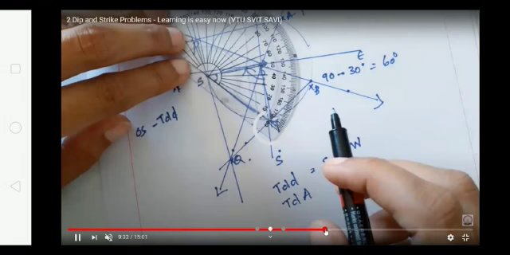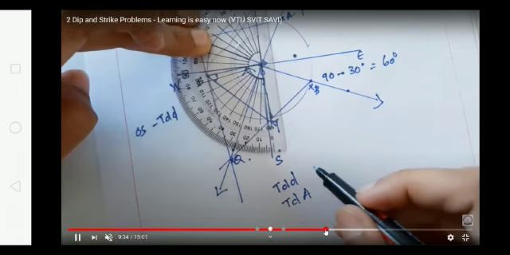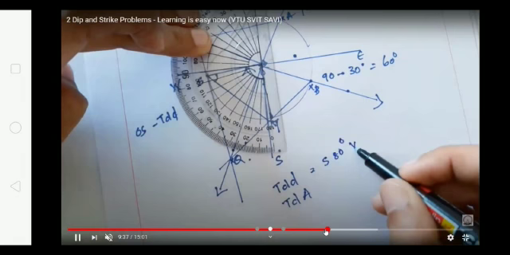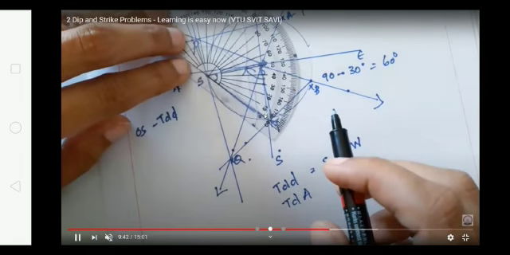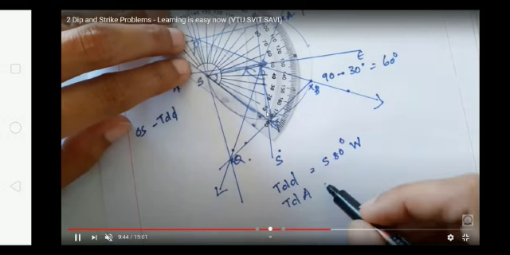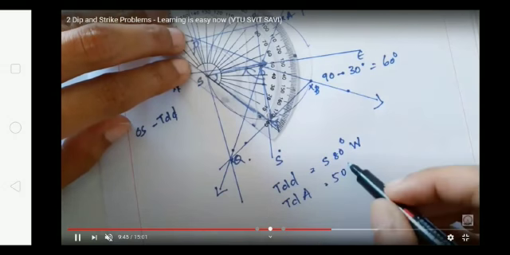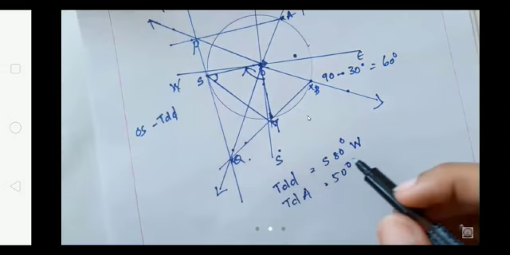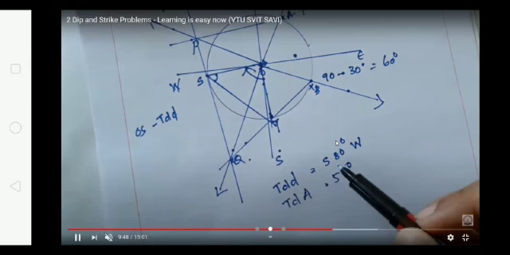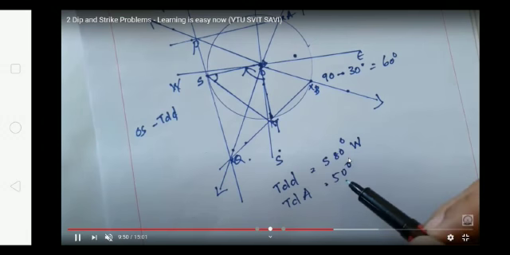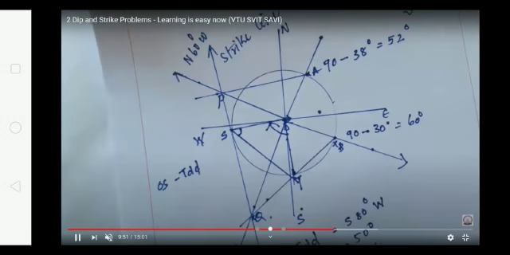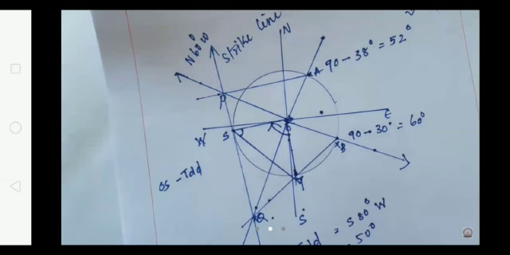That is south 80 degrees west. Measure from south how much, then measure this angle. You can see it is measuring this angle, that is 50 degrees. So your answer, the true dip amount is 50 degrees and south 80 degrees west is the direction. So we will stop this here.